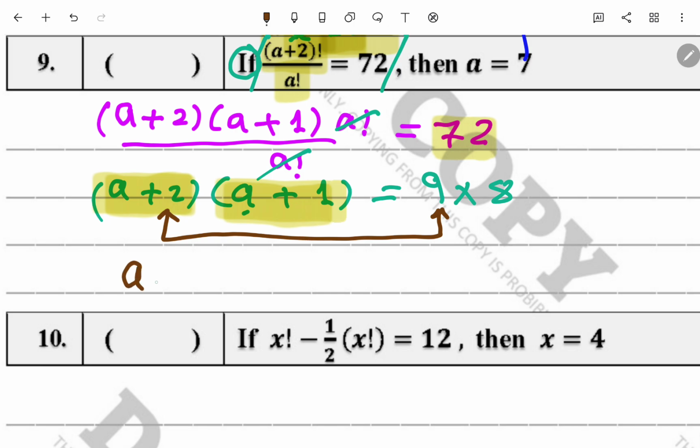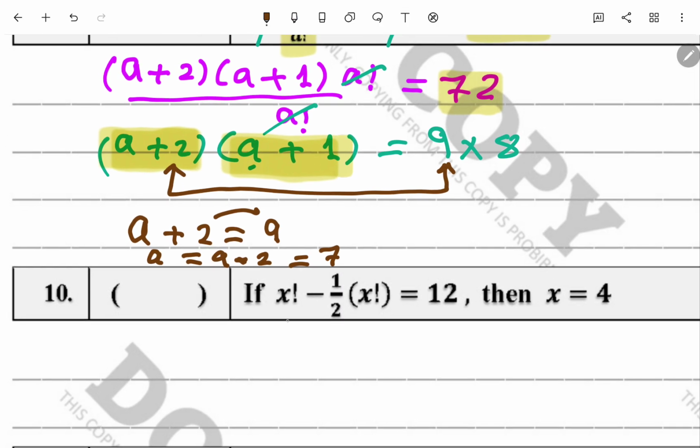So I start with a plus 2 equals 9. By moving 2 to the other side, you get a equals 9 minus 2, which will give you 7. Go back and see what he gave you. He is telling you that a equals 7, and that will make it true.